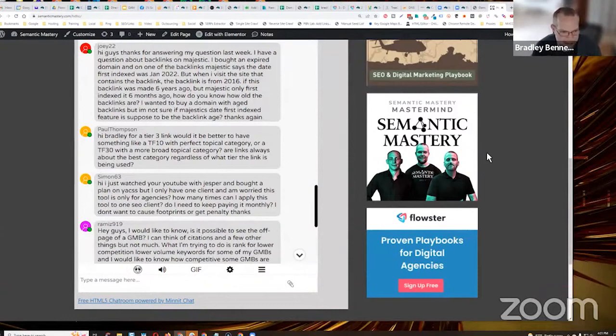Paul says, hey, Bradley, for a tier 3 link, would it be better to have something like a trust flow 10 with perfect topical category, or a trust flow 30 with a more broad topical category? Are links always the best category regardless of what tier the link is being used? No, great question, Paul. That's a fantastic question. But no, that's not how I do it.